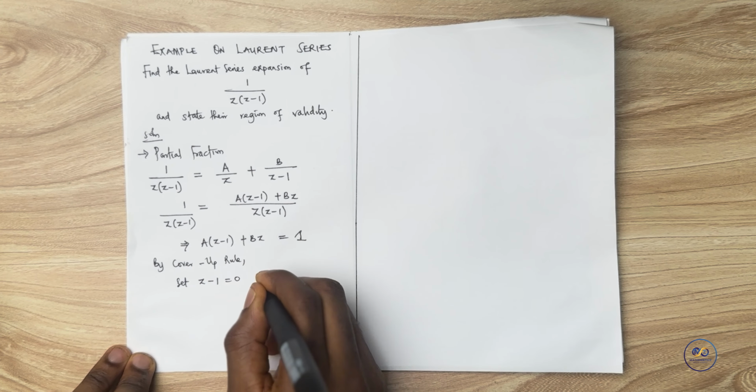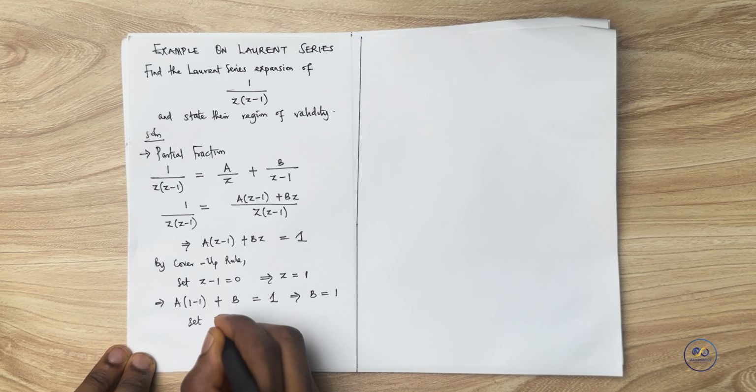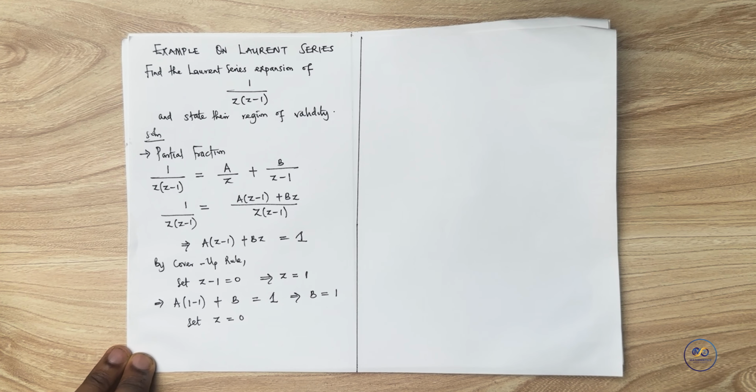So in this case, we have A into 1 minus 1 plus B times 1, which will be equal to 1. 1 minus 1 is 0, so this would immediately mean that B is equal to 1. Then we'll move to the next factor, which is Z. So we just set that to 0, and Z will be equal to 0. And then we'll have A into 0 minus 1 plus B into 0 equals 1. And this would immediately mean that A will be equal to minus 1. There we go. So A is minus 1, B is 1. I hope this matches what you also got for your solution set.